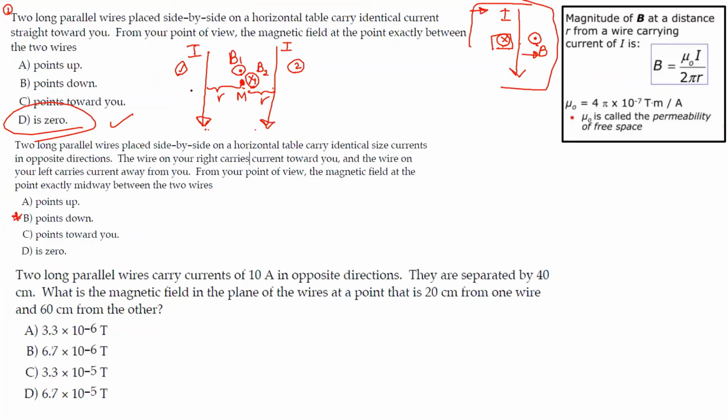Let's see. So there are two wires. This is actually on the page, so you have to draw it on the page. On the page, the wire to your right carries current towards you and the wire to your left carries current away from you. From your point of view, what is the magnetic field at the point exactly in the middle? So here we have two wires carrying current in opposite directions, right?